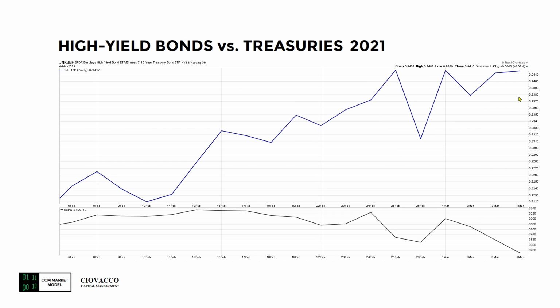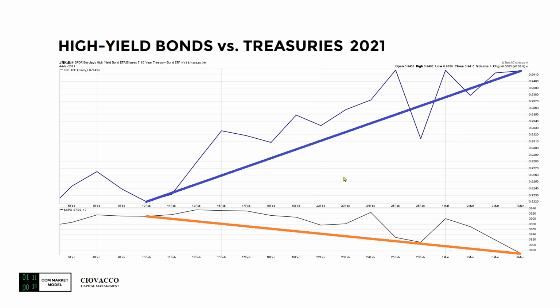Here's a close-up of the credit markets in recent trading sessions. JNK IEF since February 10th. If we draw a line point to point to the close on Thursday, March 4th, we've been rising. The S&P 500's been falling. The credit markets don't seem to be as concerned as the stock market, at least thus far.